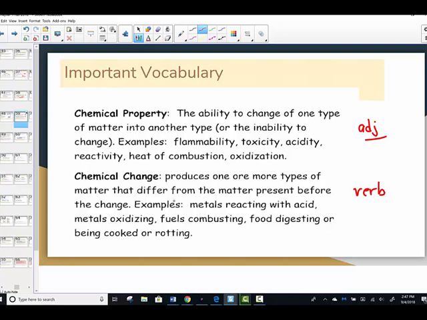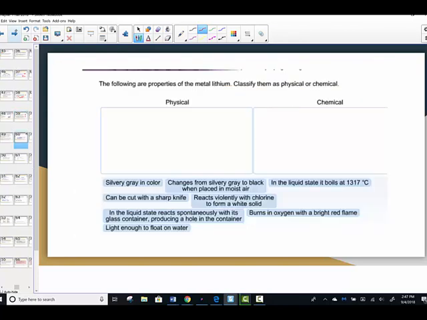So, for example, when a metal reacts with an acid, when a metal rusts or oxidizes, the combustion of different fuels, digesting your food, cooking an egg, rotting, these are all examples of chemical changes. You made something new.